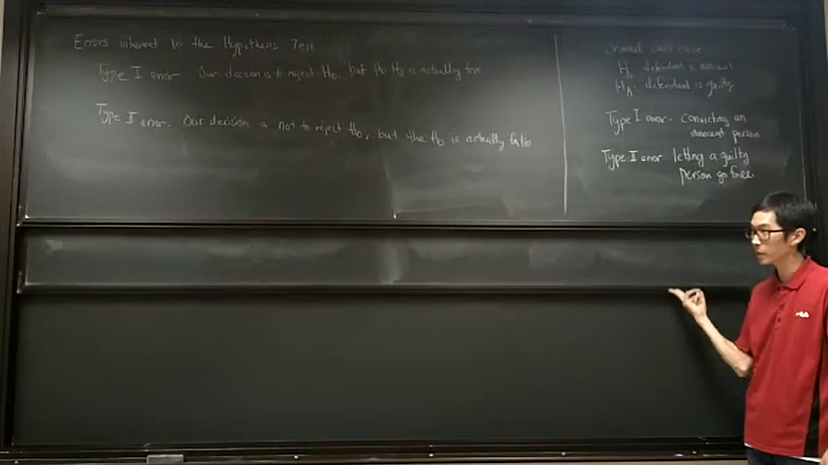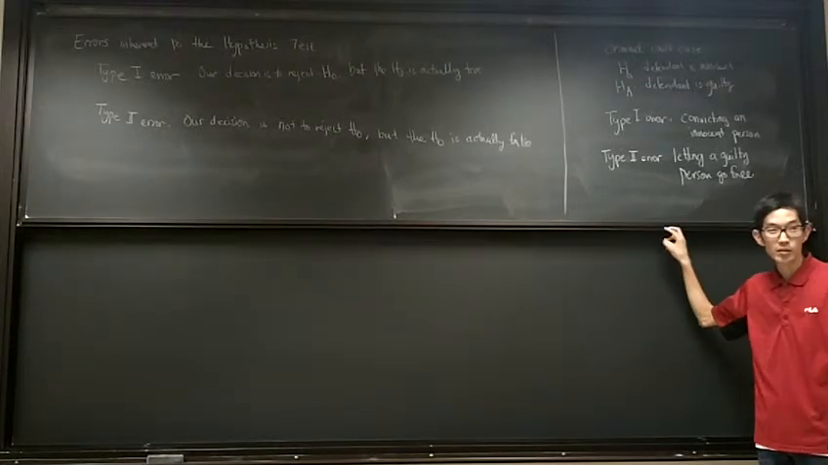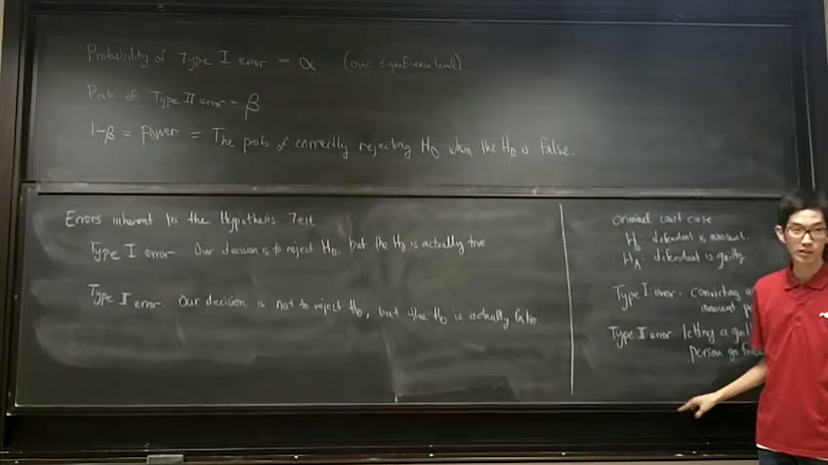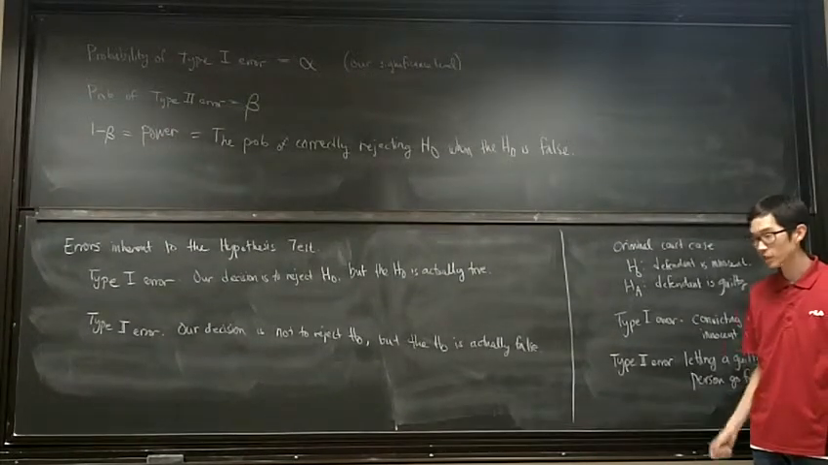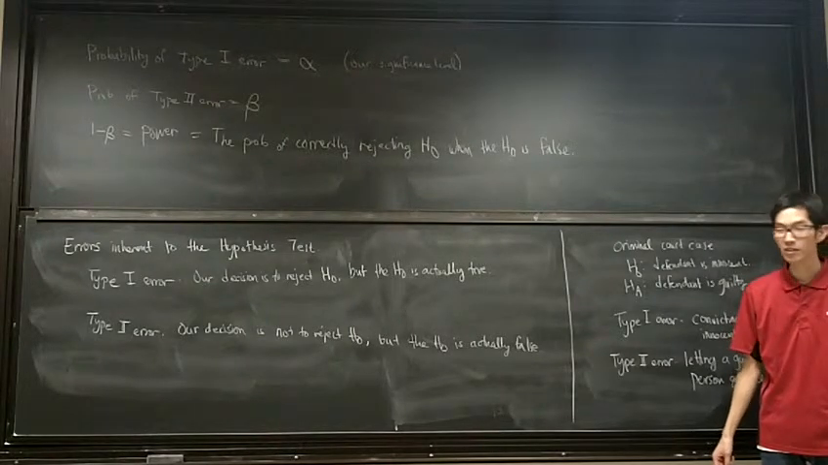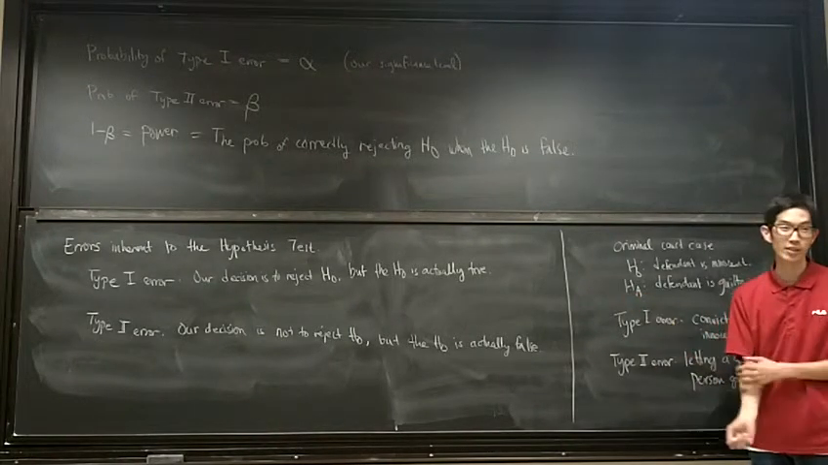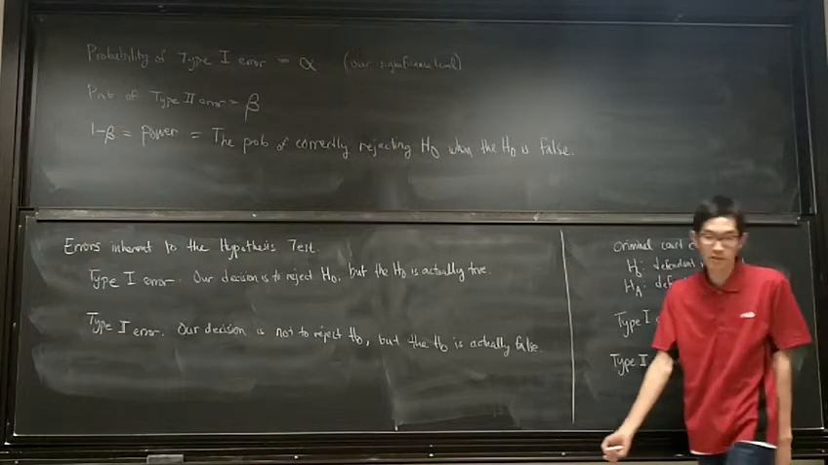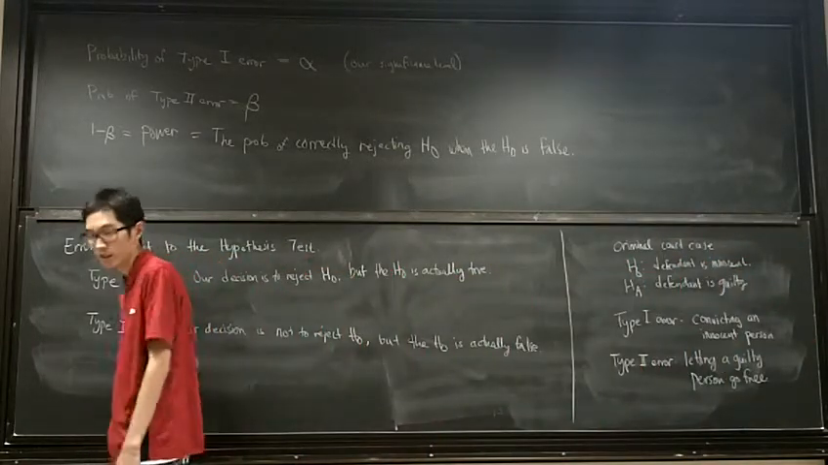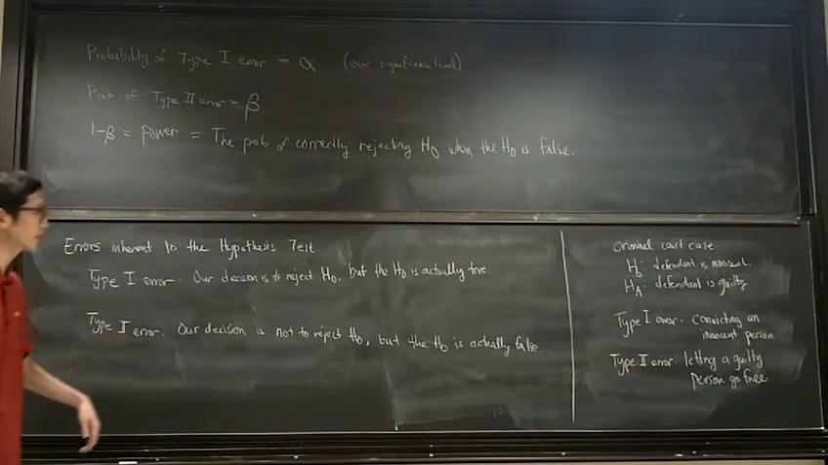Okay, so that's power. Power is the complement of a type 2 error. Okay, so committing a type 2 error is not a good thing. The complement of that would be power. Okay, it's the opposite. Not committing a type 2 error. It's correctly rejecting the null when the null is false.